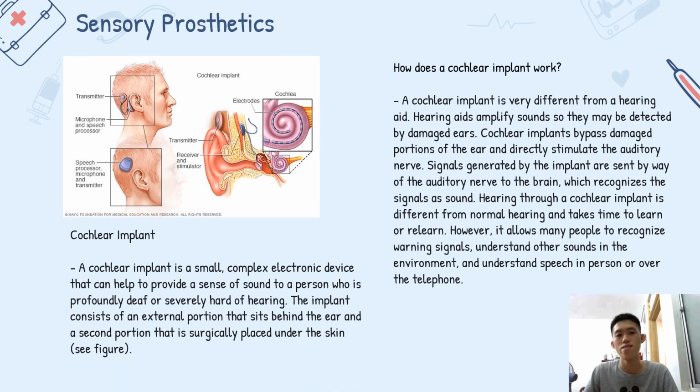Next, we have sensory prosthetics. For example, the cochlear implant. Basically, a cochlear implant is a small, complex electronic device that can help to provide a sense of sound to a person who is profoundly deaf or severely hard of hearing. The implant consists of an external portion that sits behind the ear and a second portion that is surgically placed under the skin, as the figure shown here. And here is how a cochlear implant works.